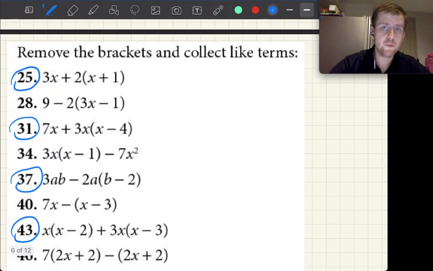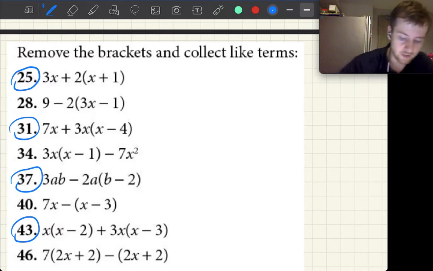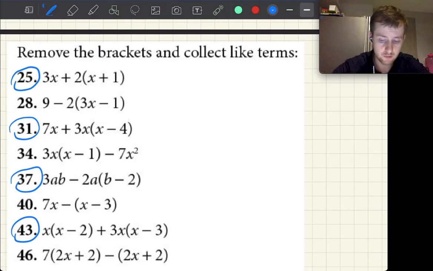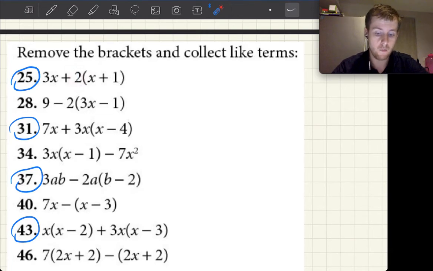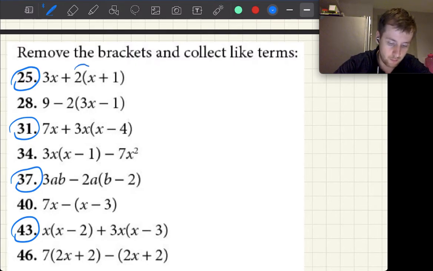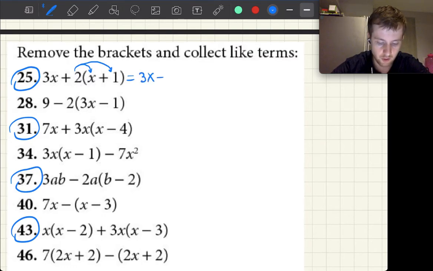So for the most part it's really simple, but again you have to watch out for some things. I will let you know what things you have to look for. If you have a number like this before the brackets, all we have to do is multiply whatever is inside the brackets by this number outside of the brackets. So 2 times x and 2 times 1.